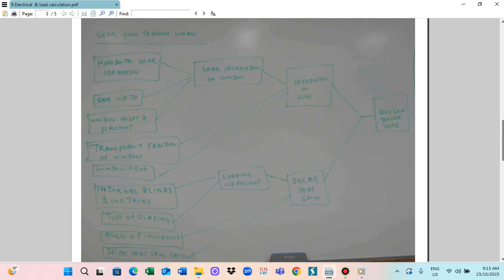This way we affect the shading effect, the shading coefficient. They influence the shading coefficient. So another one is the shading coefficient. Shade is also affected by the angle of incidence. Then we calculate, and this combination affects the solar heat gain. So this is the solar heat gain.